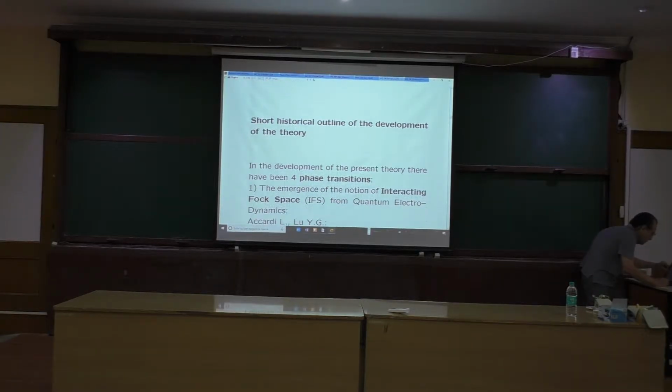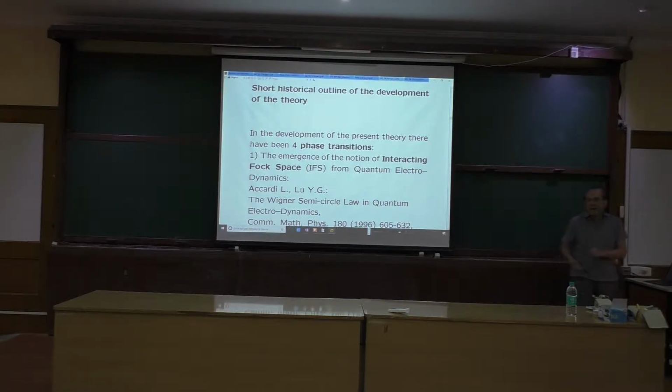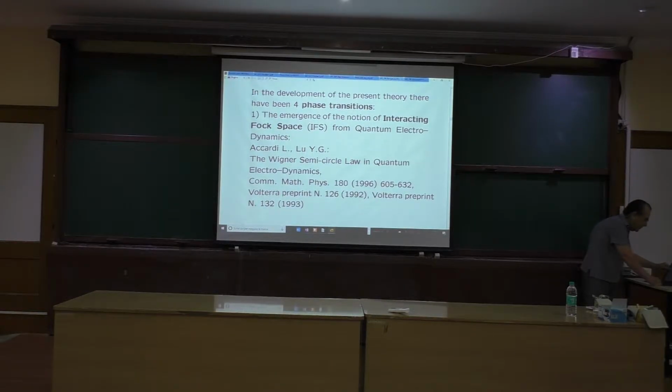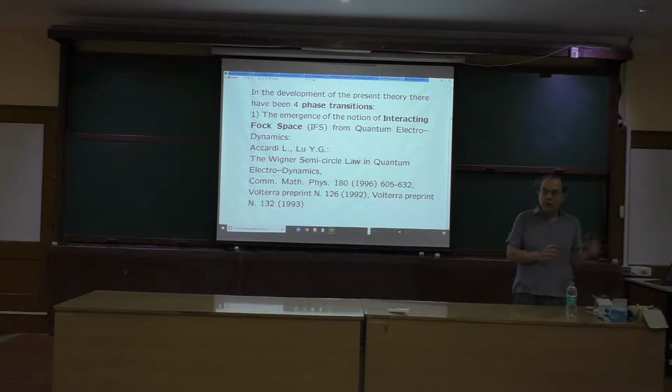Okay. A very short historical outline of this problem. There were four crucial moments in this point. The first was, in fact, a corollary of a paper which was devoted to physics, namely the discovery that there is a very natural object which is called interacting Fock space, which generalizes Fock space. What we will study in orthogonal polynomial will be a particular interacting Fock space.